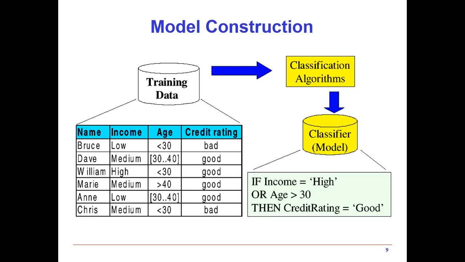What happens when you supply the training data to your model? Based upon the class label, it tries to minimize the error and train the model. Suppose if the income is high or age is greater than 30, then credit rating is good. This is a rule generated by the classifier.